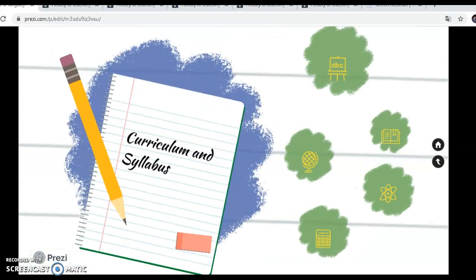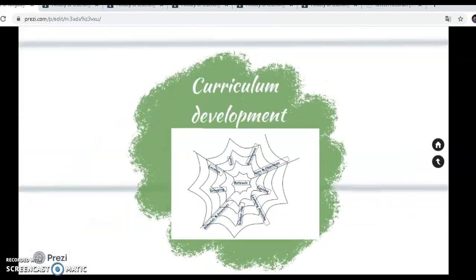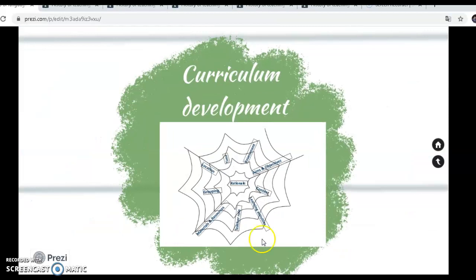So, curriculum takes into account different aspects such as assessment, aims and objectives, content, learning activities, the teacher role, the materials and resources, the grouping, the location, and the time.